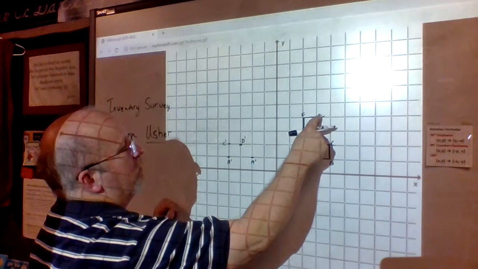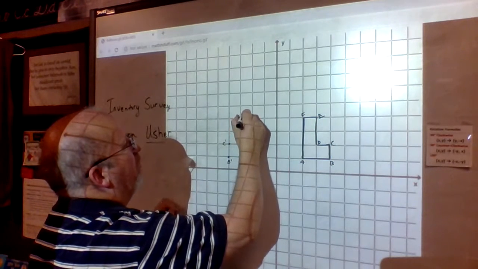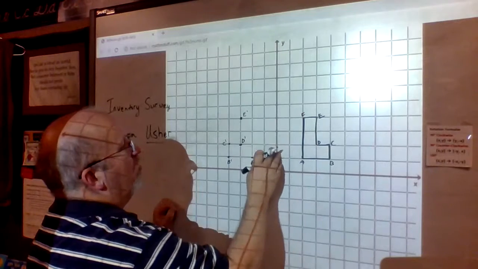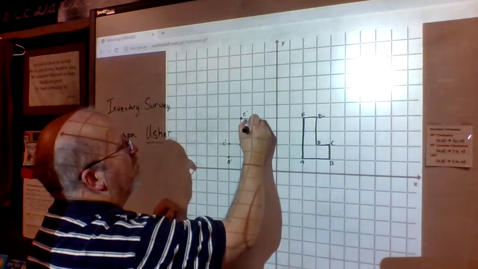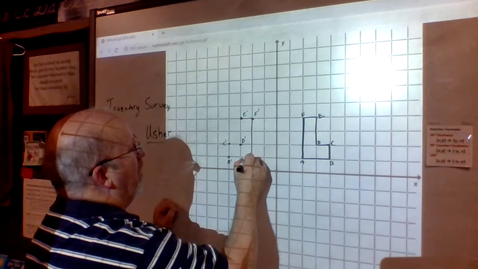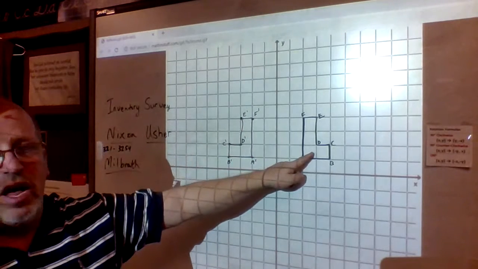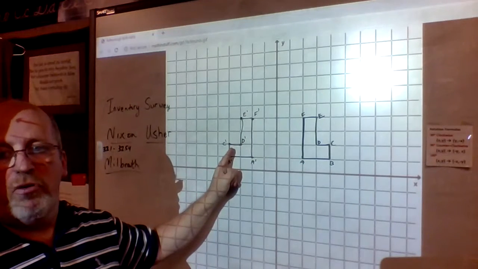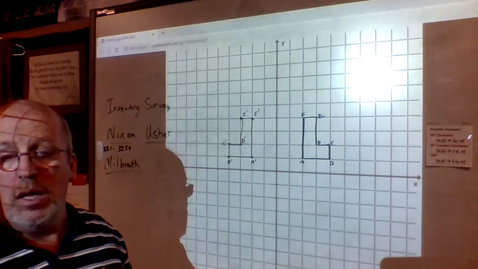E is, let's see, 1, 2, 3 units away. So we're going to go 3 units away for E prime. And F is 2 units away. So we're going to go 2 units away for F. 1, 2. So there's our F prime. And our new shape looks like this. Notice how it's been flipped to the other side of the y-axis.